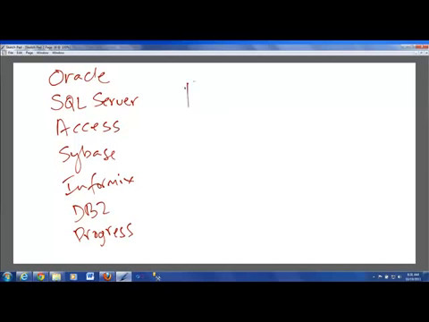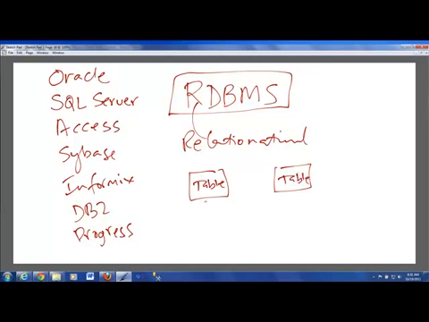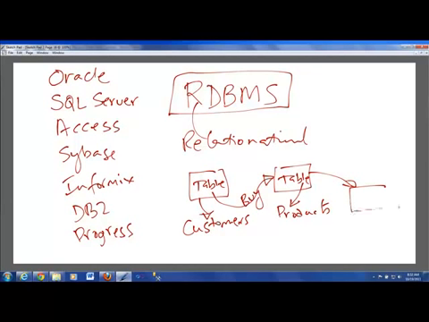Now, mostly these databases are called relational database management systems. When we talk about relational, that means there is a table here, and there's another table here. This table, let's say, is about customers, and this is about products. Customers will go and buy a product, and then they put an order. There's a table for that.